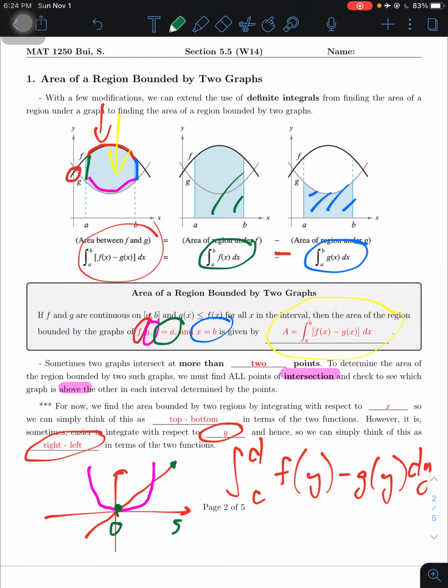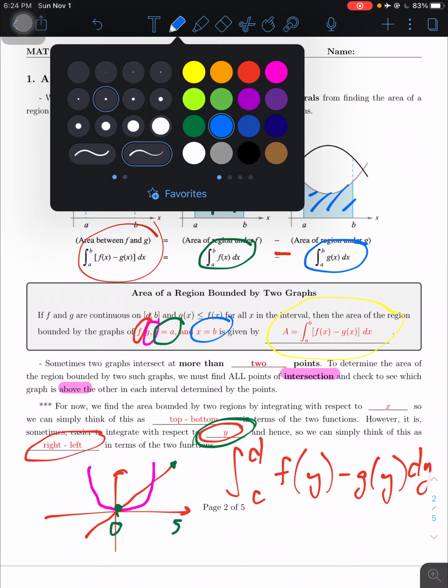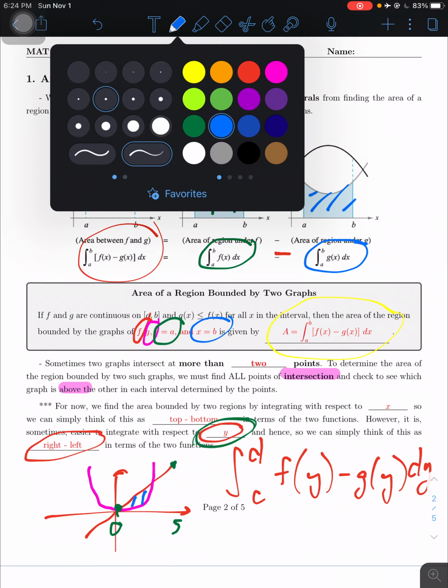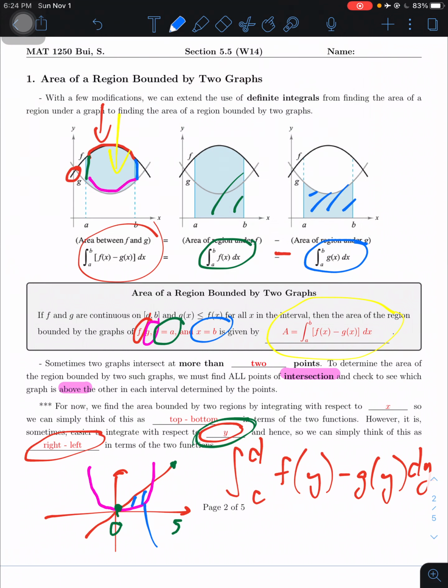Because we're talking about with respect to y, right? So we're going to do right minus left. So for this area in here, let me change the color to blue. This area in here is going to be pink minus red. So the blue one in here is pink minus red.